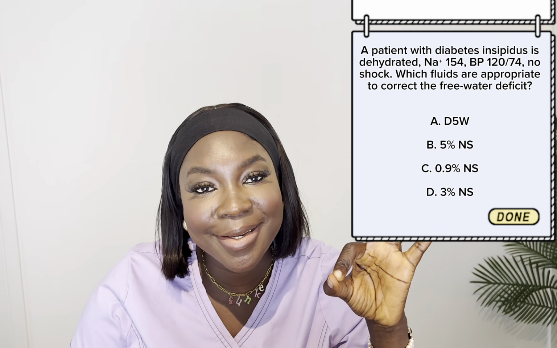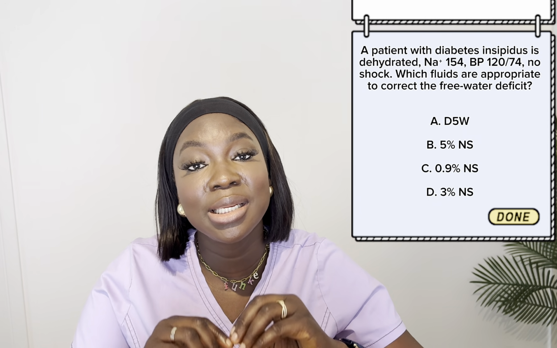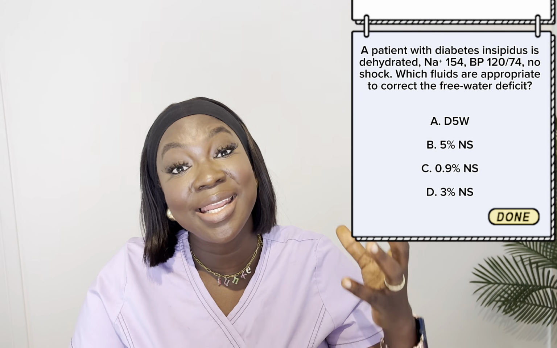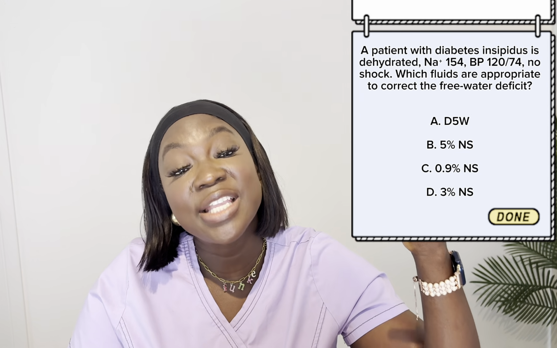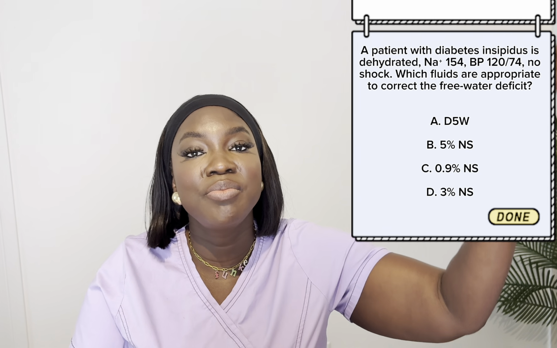0.9 normal saline contains equal levels of water and salt. 0.9 normal saline cannot be used to lower sodium effectively. D says 3% normal saline, the same thing. It is hypertonic, too much salt. It will actually raise the sodium level, cause more hypernatremia, and we are trying to lower the sodium level. Okay, and that is why the best choice here is A, 5% dextrose in water.